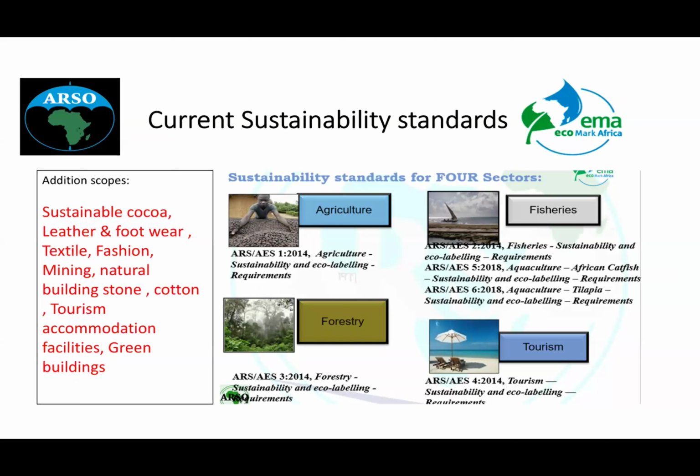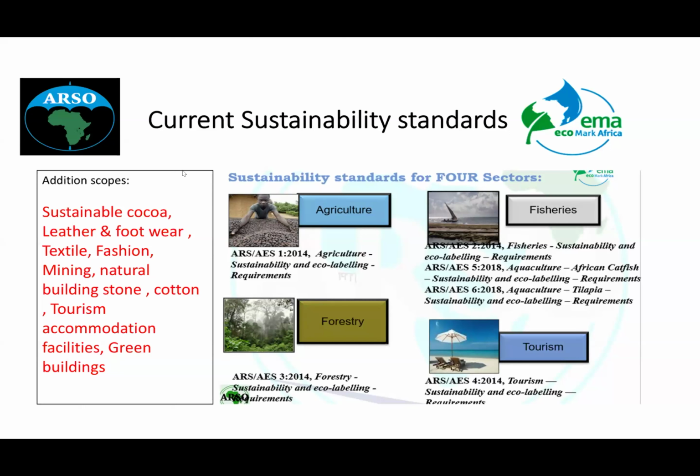sustainable cocoa. Right now, we have some other standards that are under what we call approval: leather and footwear, textile fashion, mining, natural building stone, cotton, and then tourism accommodation facilities and green building. So this will add to the area scope that we have. When we called for expression of interest, we had not included these because we didn't have standards on them.